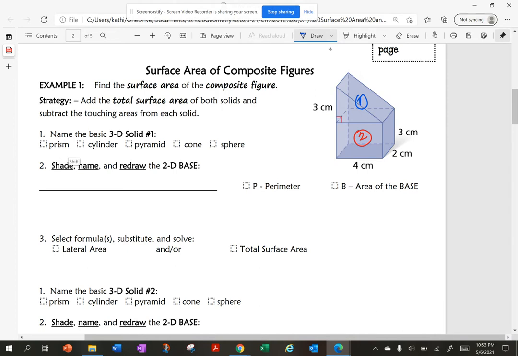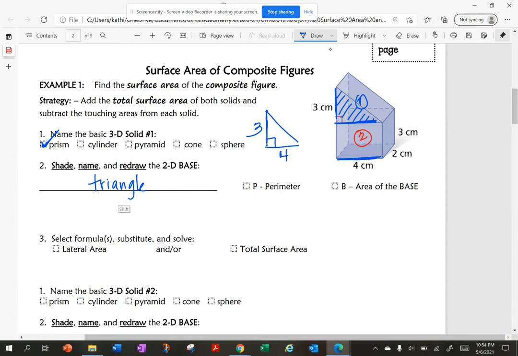And I want to know, is that a prism, a cylinder, a pyramid, a cone, or a sphere? I have two parallel and congruent bases, so I have a prism. My base is a triangle, and I know the height is 3. The base is 4 because it's congruent with this. So this is 4.